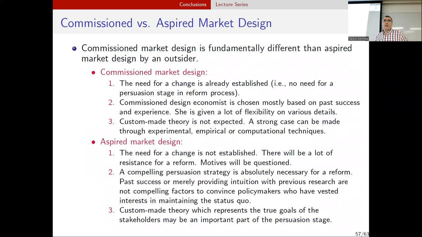Okay. What about conclusions for lecture series? So I have multiple ones.